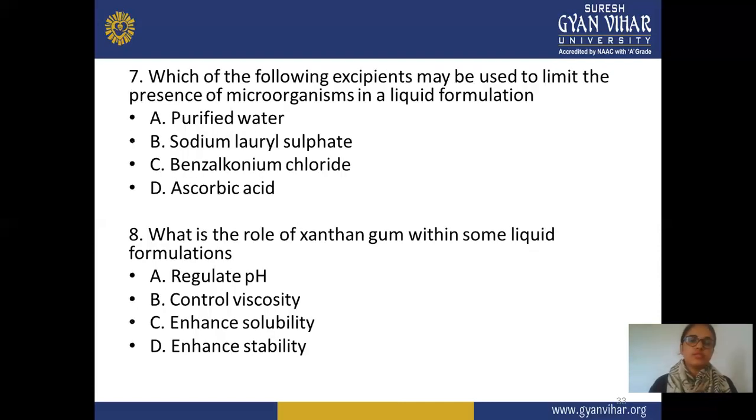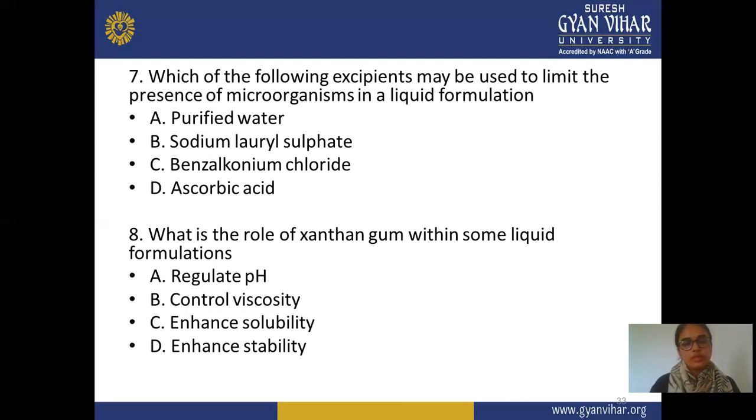Now the seventh question: which of the following excipients may be used to limit the presence of microorganisms in a liquid formulation? In a liquid or parenteral formulation, you can know which excipient to use, or which is the most important parameter, or which excipient acts as an antimicrobial against the presence of microorganisms. In the options, A is purified water, B is sodium lauryl sulfate, C is benzalkonium chloride, and D is ascorbic acid.